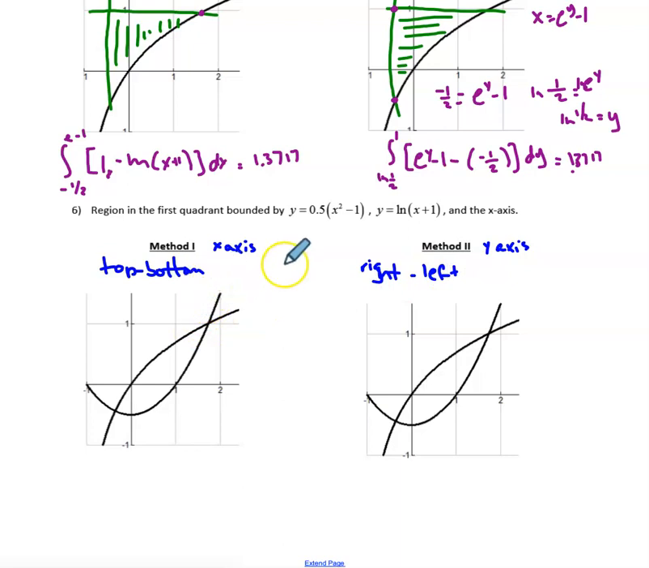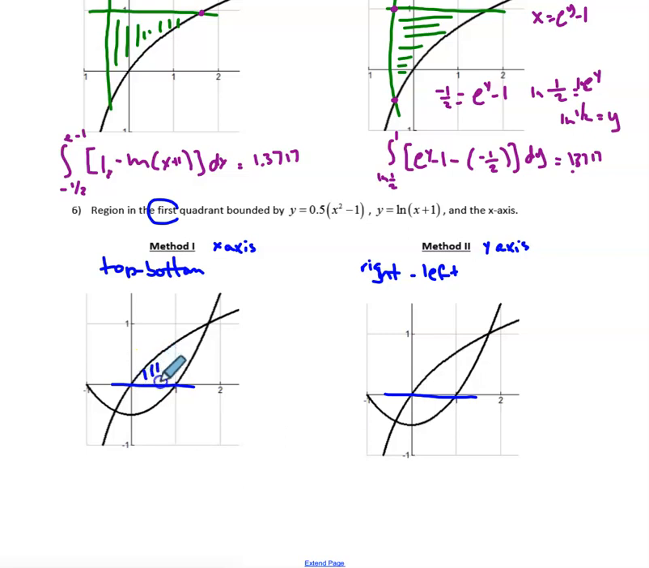Let's sketch our functions. We're given 1/2 times x squared minus 1. This is this parabola right here. And we're given the ln of x plus 1, because we couldn't do a problem without that curve. That's right here. And the x-axis, so we need to draw in a horizontal line at the x-axis. And then the other critical piece of information they gave us was this is going to be the first quadrant region, because otherwise it could have been down here. So this is our region.